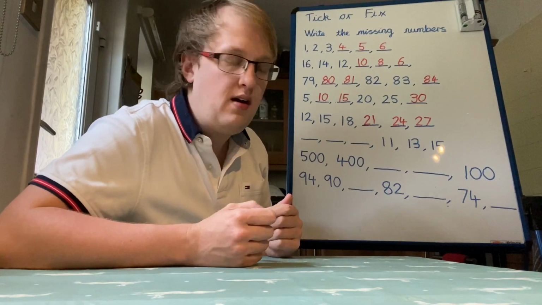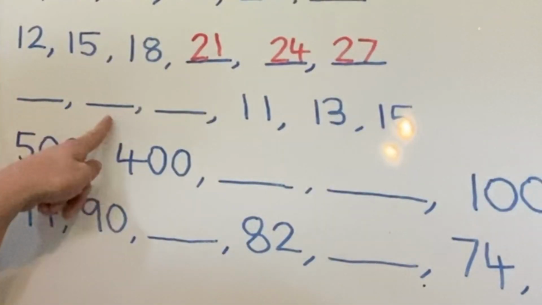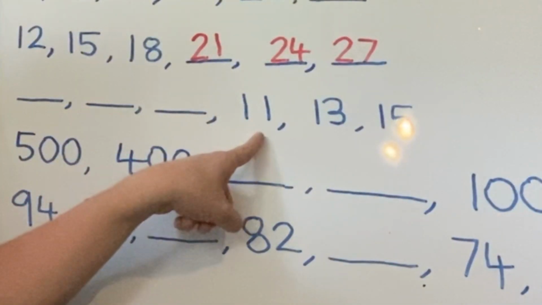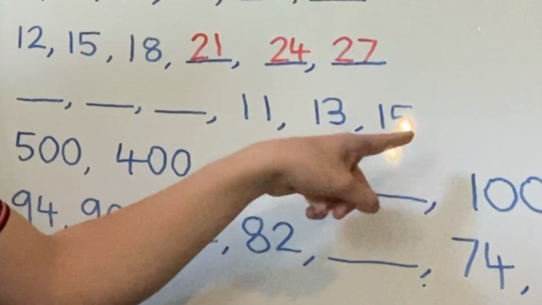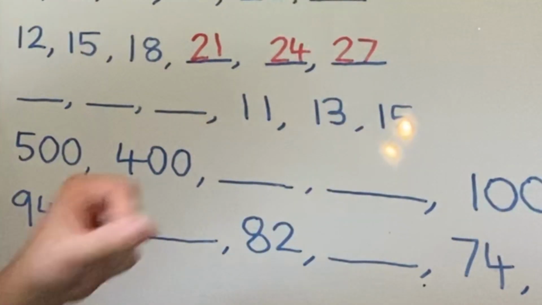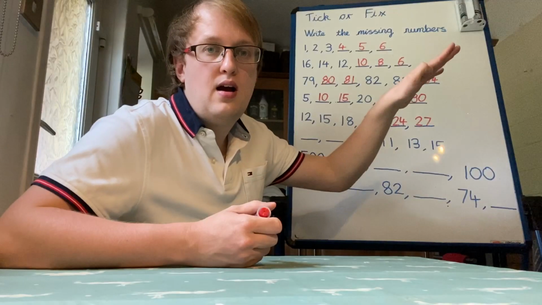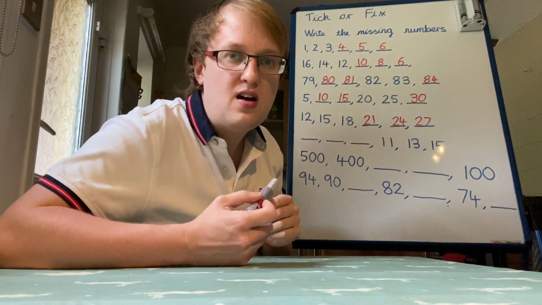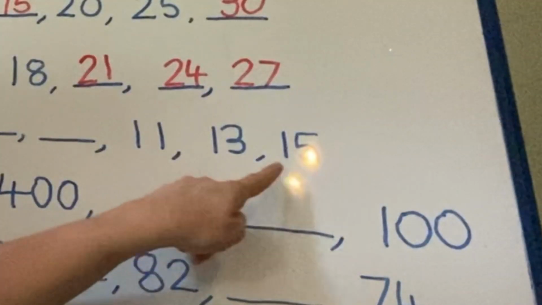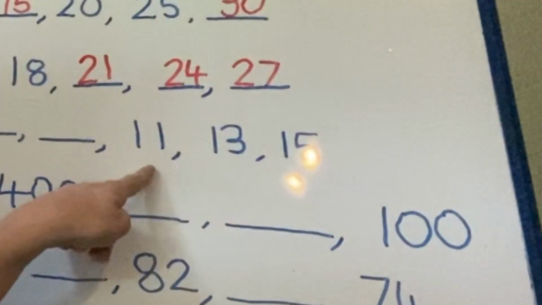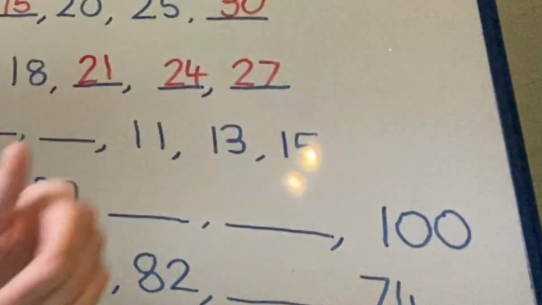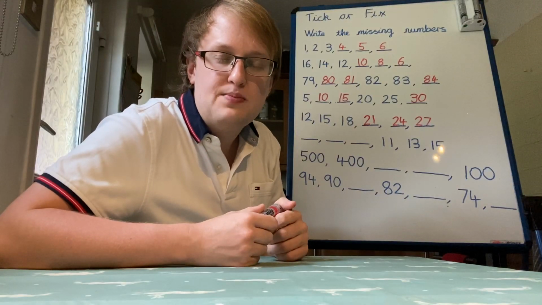Let's look at what we have. Missing number, missing number, missing number, 11, 13, 15. So these numbers are going in ascending order, aren't they? Because 15 is bigger than 13 and 13 is bigger than 11. The numbers are getting bigger. Now we need to look at the differences between the numbers.